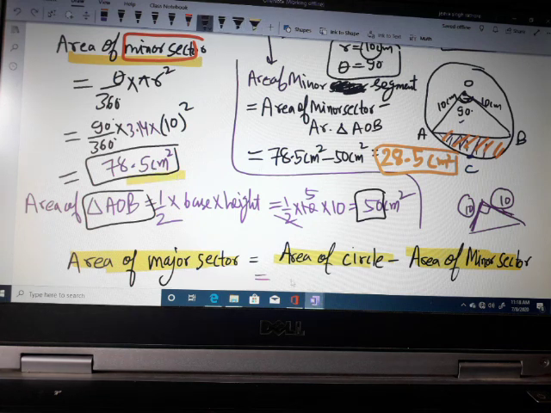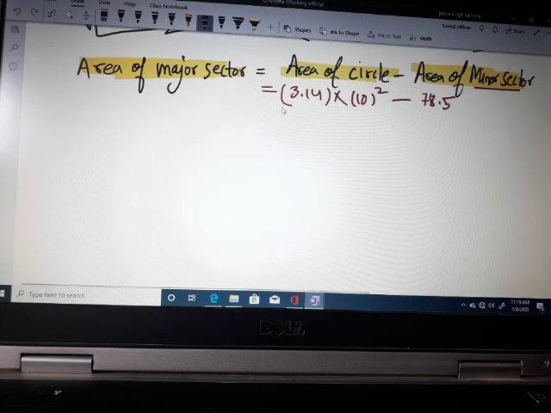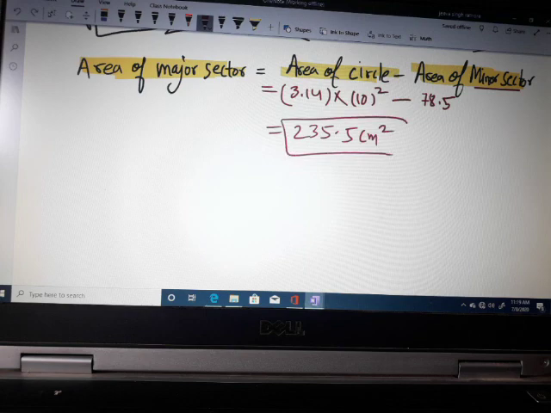Area of circle will be pi r square, the value of pi is 3.14, into the radius of the circle, given in the question, that is 10 centimeter, pi r square minus area of minor sector, which we already got as 78.5 centimeter square. After solving these equations, what will be the area of the major sector? You will get 235.5 centimeter square. This is your final answer.